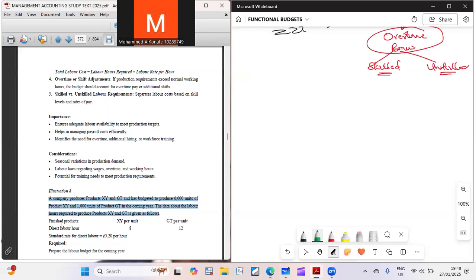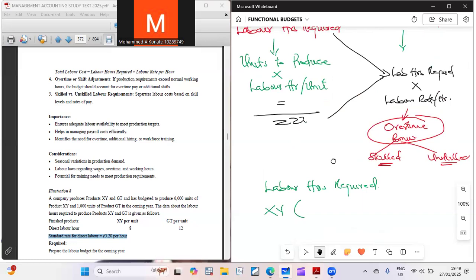The data is given again. For the finished goods XY, you need labor hours per unit of 8 hours. This one too, GT, you need direct labor of 12 hours. And the standard price is this. So first, what we need to do is the labor hours required. Is that not it? So how many labor hours are required generally? So for product XY, how many labor hours are required? We need the production units, right? That's what we said, the units to produce.